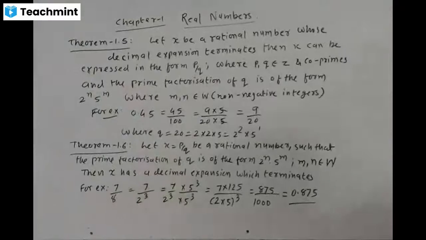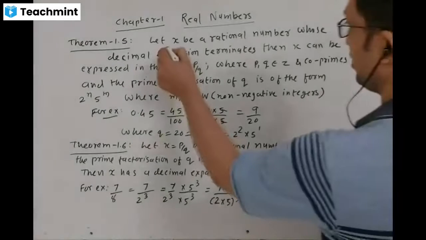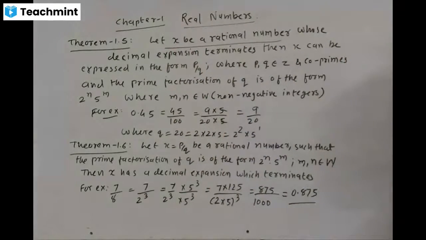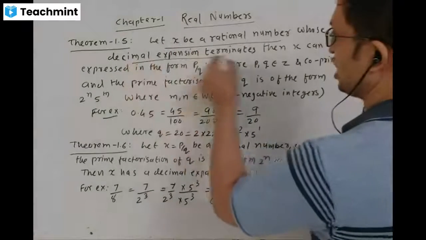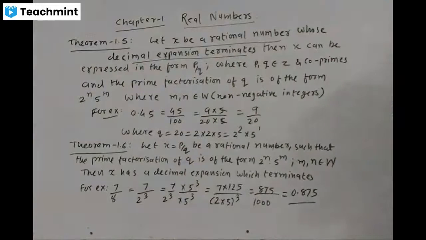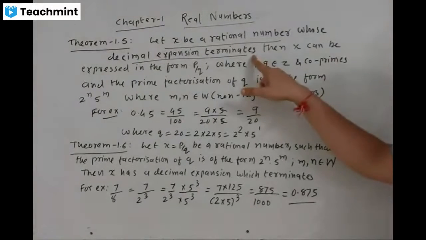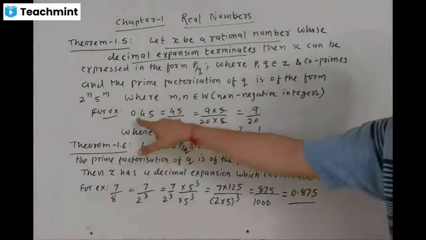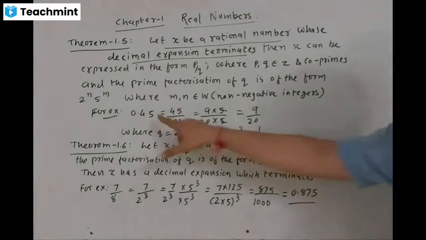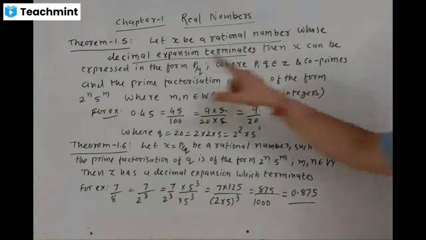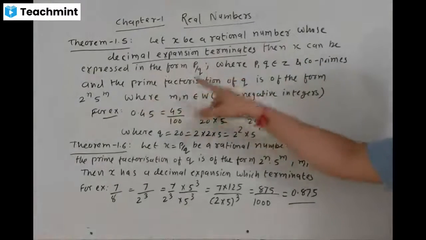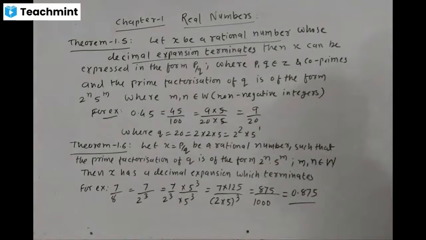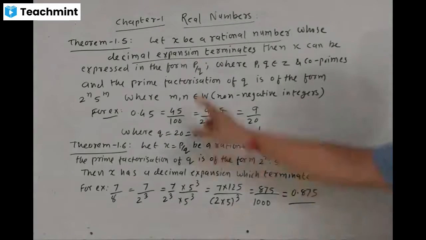Here, theorem 1.5. Let x be a rational number, and the decimal expansion is terminating. Then x is a rational number whose decimal expansion is terminated. Terminated means it ends with a digit, like 0.2. That number is terminated. Then x can be expressed in the form p by q.